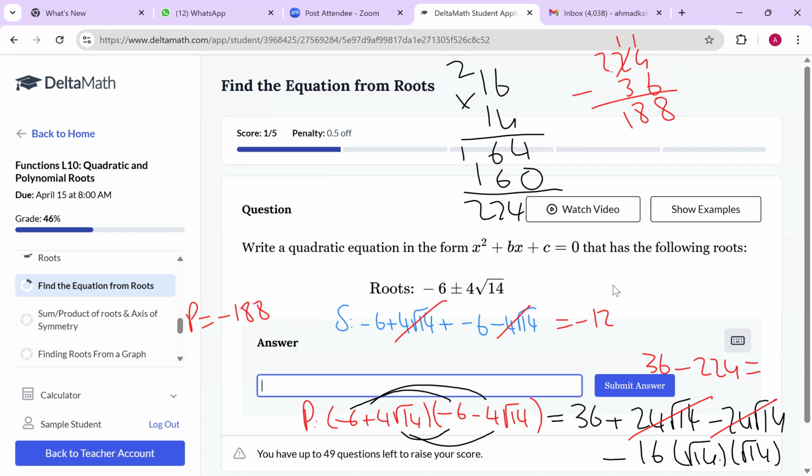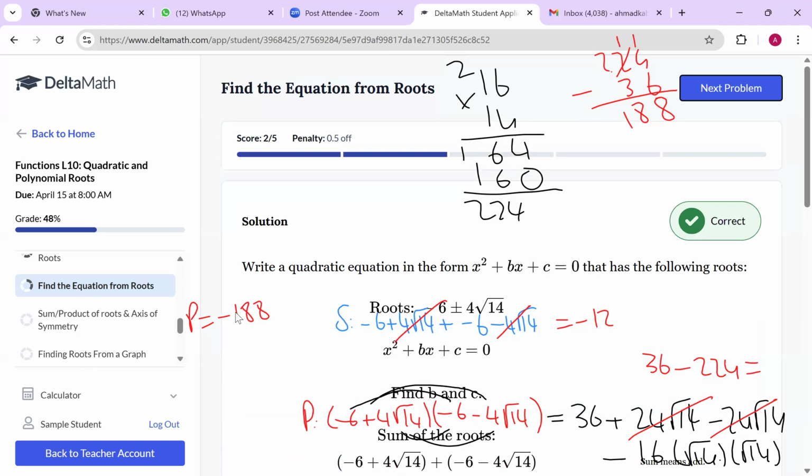And the final equation is going to be x squared plus 12x, because the sum is negative 12, so we're going to change the sign. And then minus 188 equals 0.